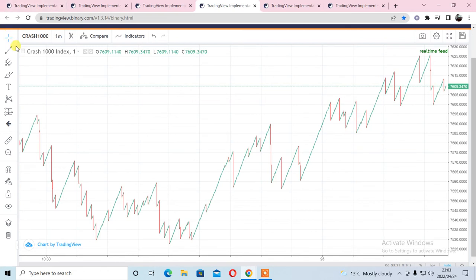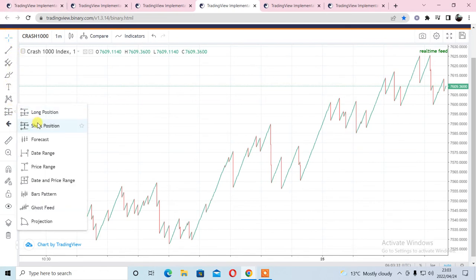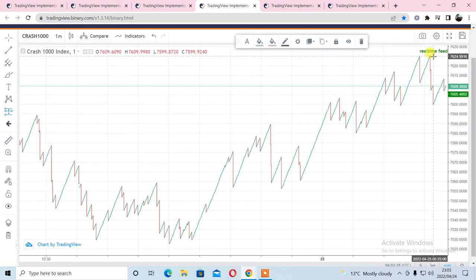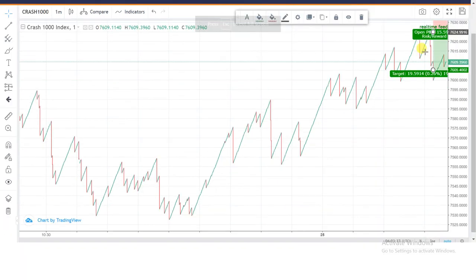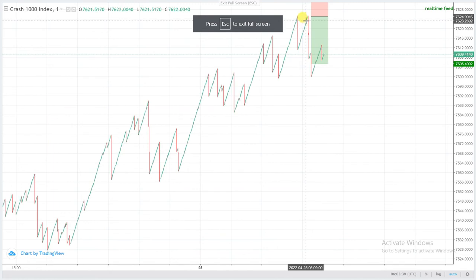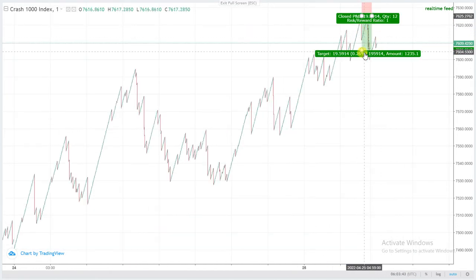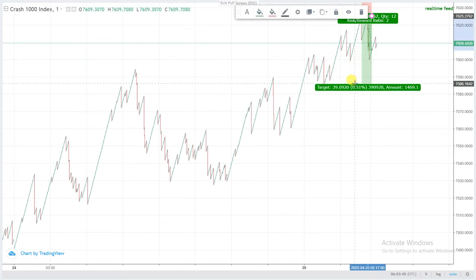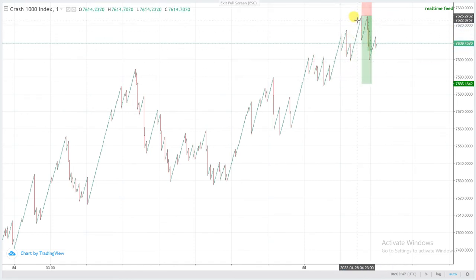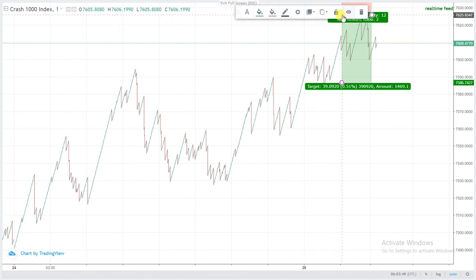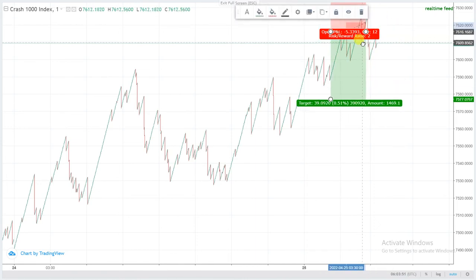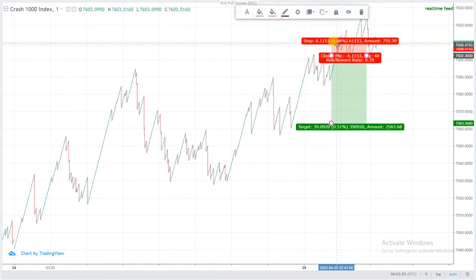Okay, there's a nice setup that just happened on Crash 1000. So as you can see, what happened here is price just got to this zone over here. It spiked the first time and then it came right back to the same spot, and then it spiked the second time. So that's a beautiful trade there. Maybe something like this would have worked. Obviously your stop loss won't be that far.